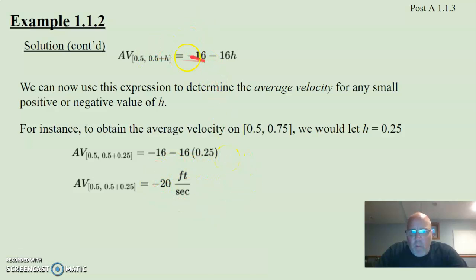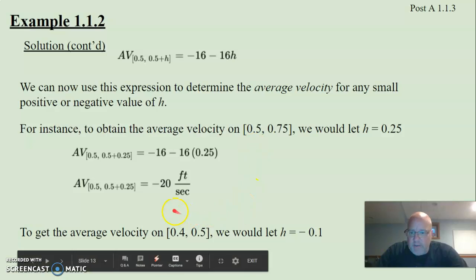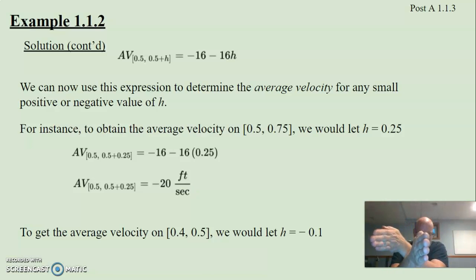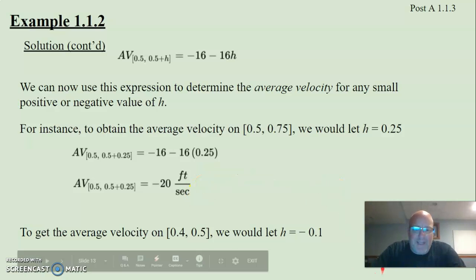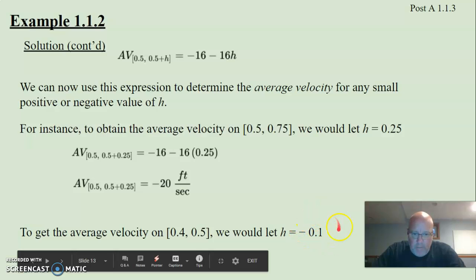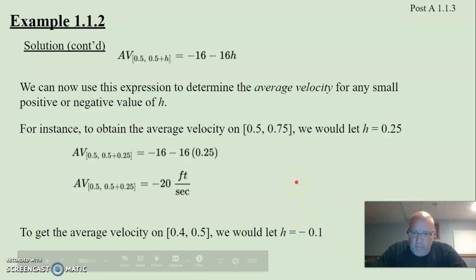So it took us a little bit of work to get to this formula here, but in the end, it's going to save us some time. Now, here's where h can be negative. If I want to compute the average velocity from 0.4 to 0.5, think about this now. Here's 0.5, and here's 0.5 plus h, but now I'm going 0.4 to 0.5. So 0.4 is over here. So h is going to be negative 0.1. Does that make sense? Hopefully it does. If it doesn't, you can ask me a question about it.